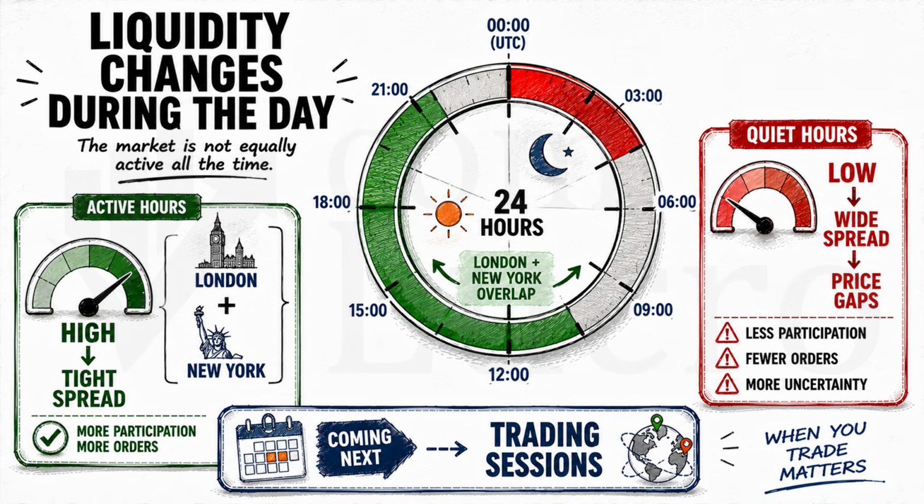Here's one more layer, and it's an important one. Liquidity isn't fixed. Even on the majors, it rises and falls with the time of day. When the big financial centers are open and overlapping, liquidity is deep and spreads are tight. But in the quiet hours, late in the trading day, or across the weekend break, liquidity thins out, spreads widen, and prices can gap. We're going to map that entire clock out later in the series, because when you trade turns out to matter almost as much as what you trade.